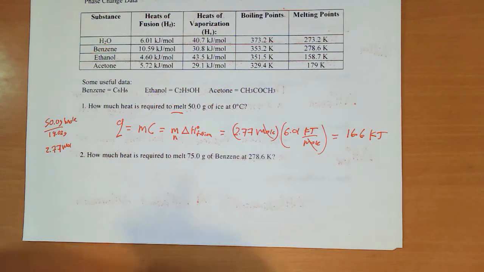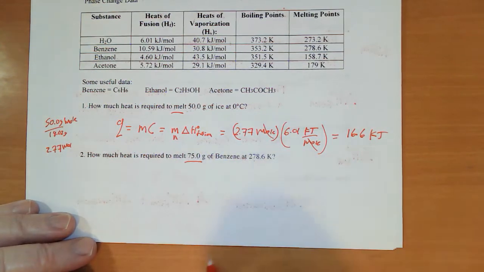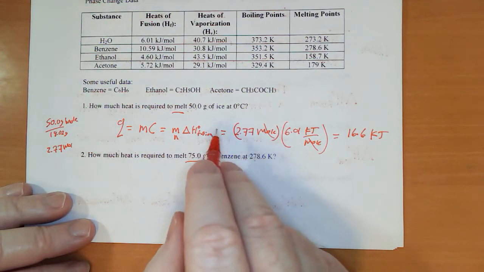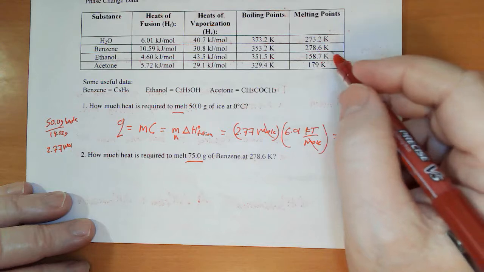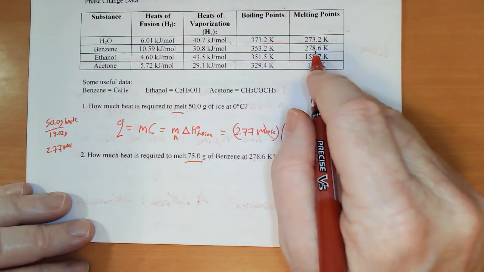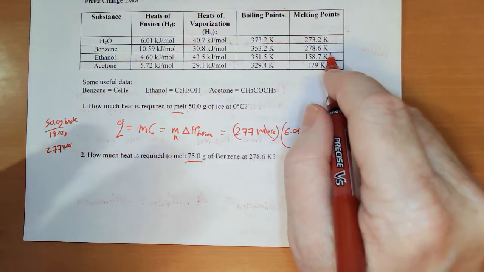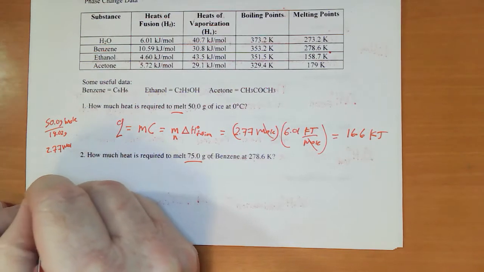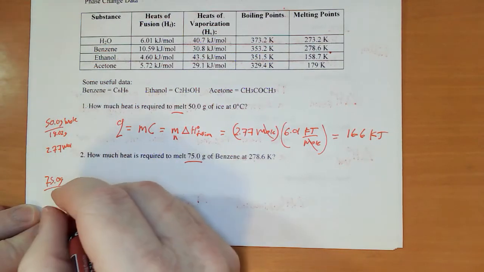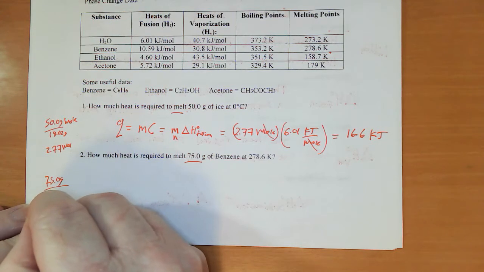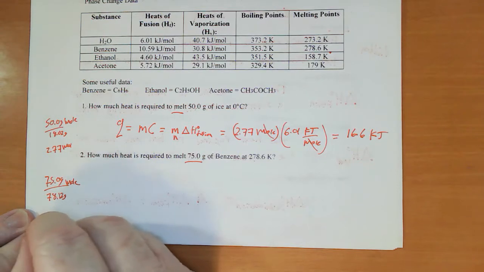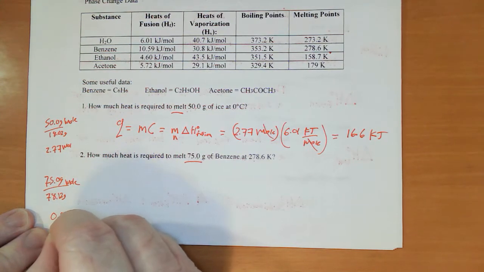Now, you can also do the same thing for 75 grams of benzene. Now, when I said at 0 degrees or at 278.6 Kelvin, what I'm implying is, and if you look here for benzene, 278.6 Kelvin is the melting point, okay? You don't have to do anything except the phase change. So 75.0 grams divided by, and for benzene, it's 78.12 grams per mole. Okay, and that comes out to be about 0.96 moles.